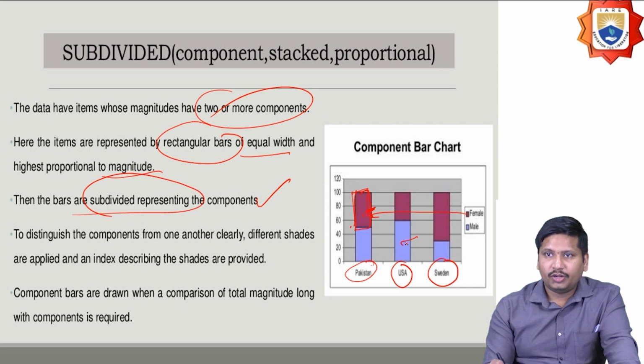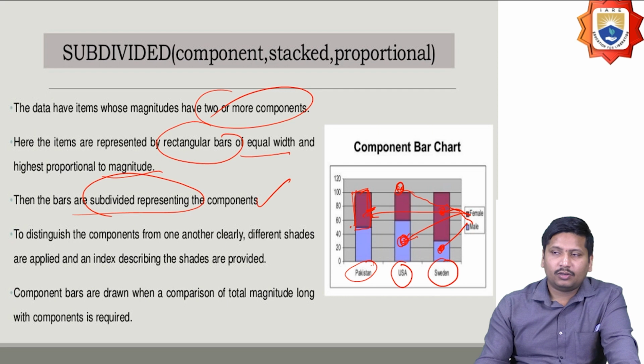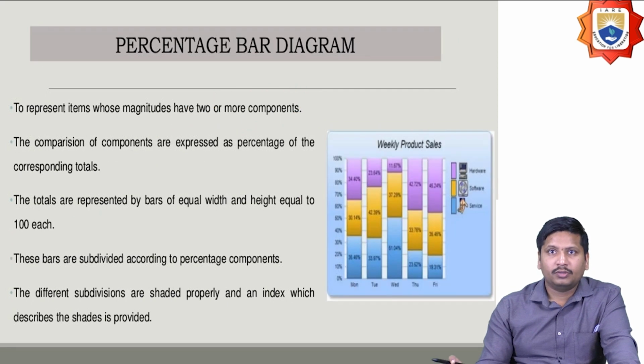Similarly in USA the male composition is more, and this is the female composition. And similarly in Sweden this is the male composition and this is the female composition, right? So like this we have to construct the subdivided component bar, or stacked, or proportional bar.